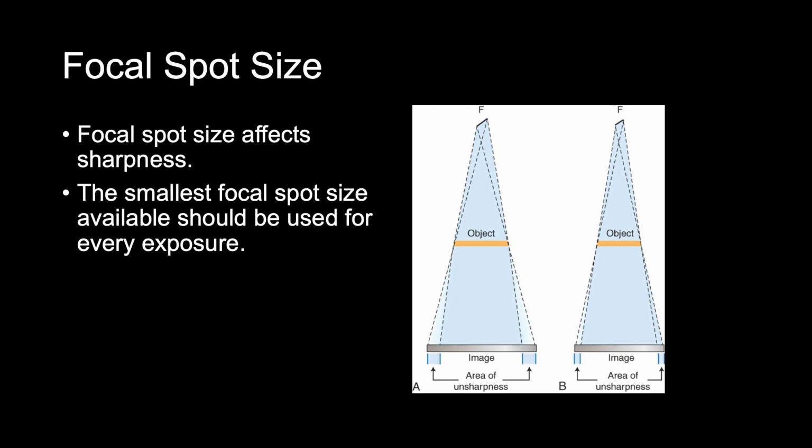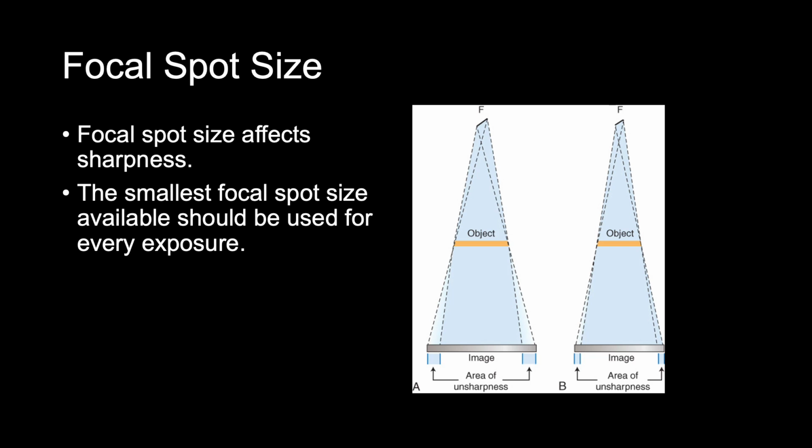On the control panel, the radiographer can select whether to use a small or a large focal spot size. When the radiographer selects a particular focal spot size, they are actually selecting a filament size that is energized during X-ray production. Shown in this figure here, the focal spot size influences the amount of unsharpness recorded in the image. As focal spot size changes, so does the amount of unsharpness. In image A, it's a larger focal spot, and in image B, a smaller focal spot.